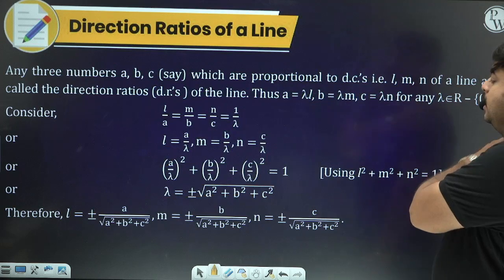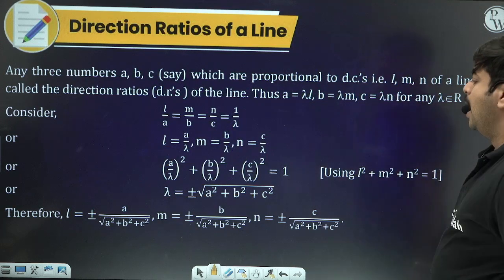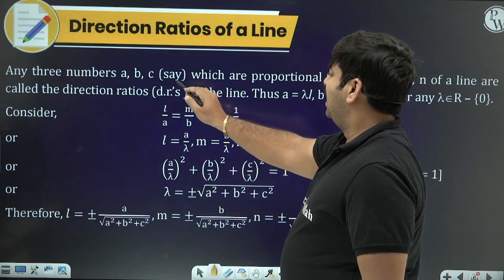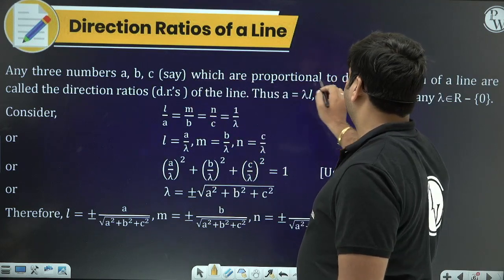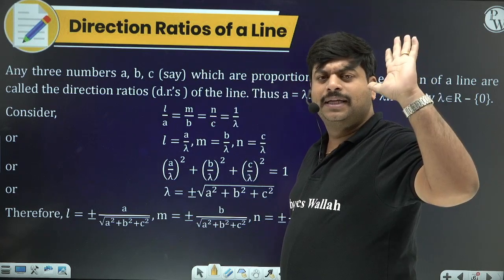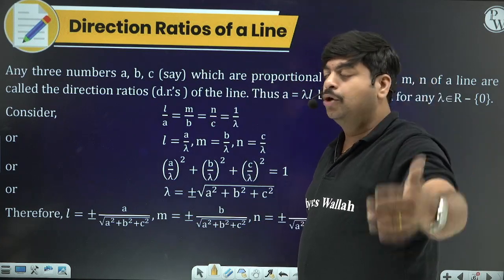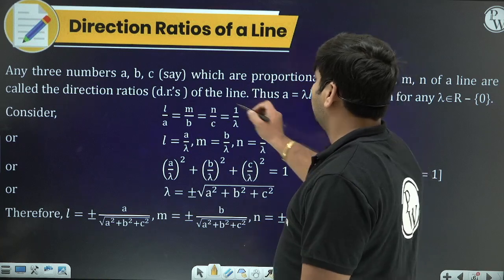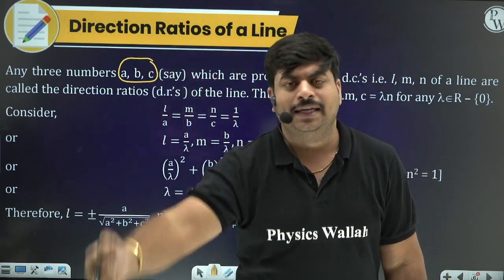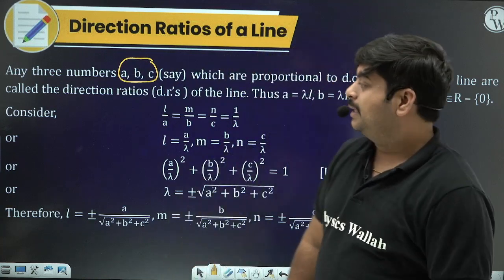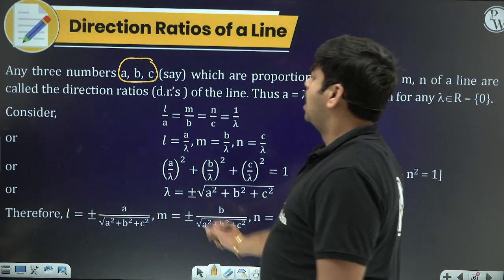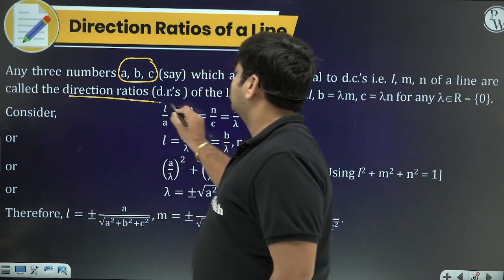So, the same thing again. Now, let any three numbers A, B, C be proportional to the DCs. Proportional means into 2, into 3, into whatever number it is. When we take those proportions as A, B, C, then A, B, C are called the directional ratios.